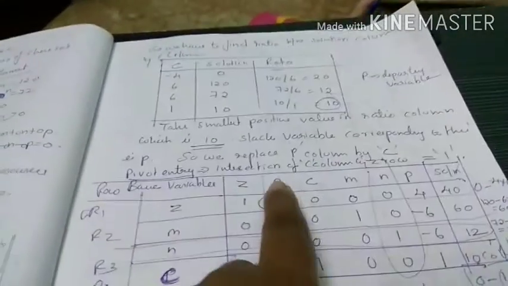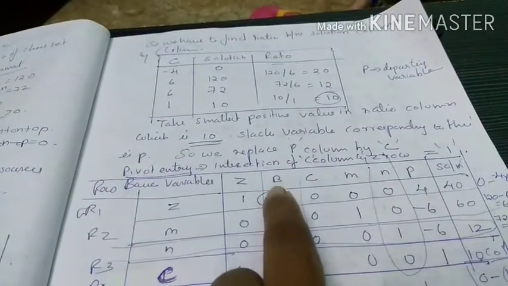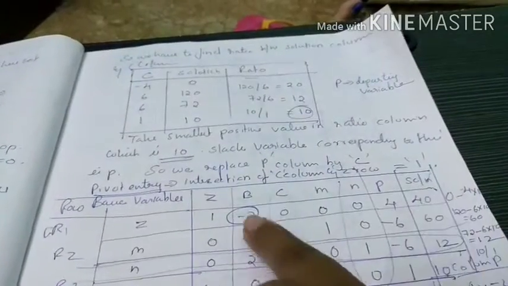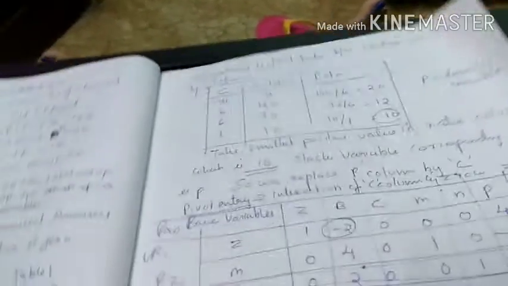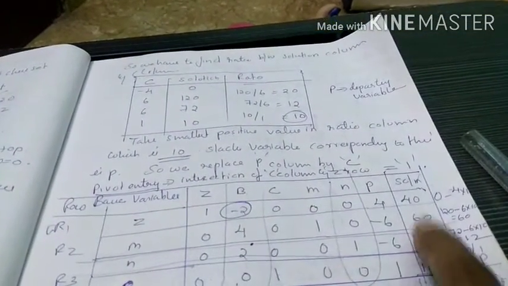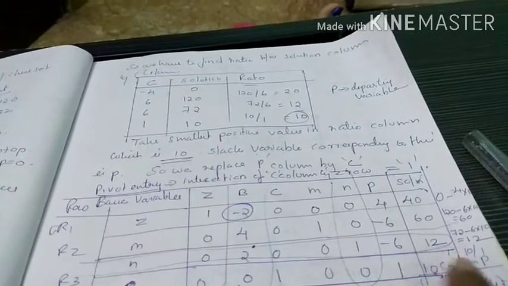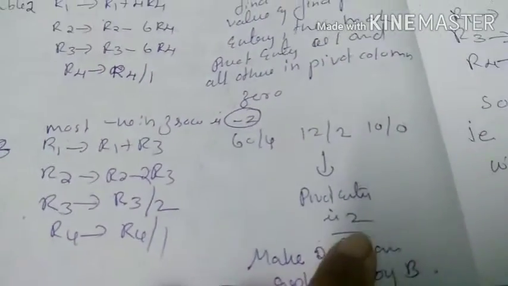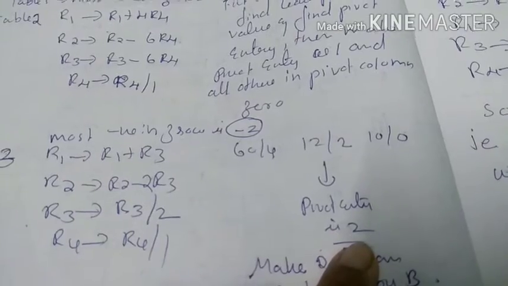So we have to find the lowest positive ratio using the B column and the solution column. We write minus 2, 4, 2, 0, and the solution column 40, 60, 12, 10. So we have to divide 60 by 4, 12 by 2, 10 by 0. We get the lowest entry as 12 by 2, so the pivot entry is 2.